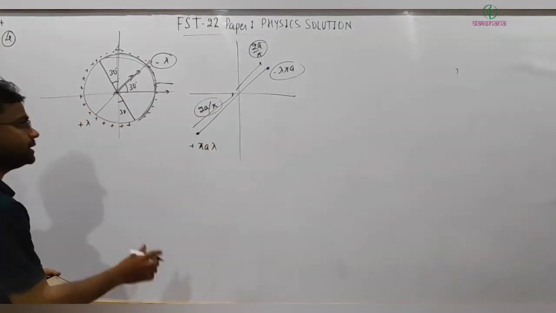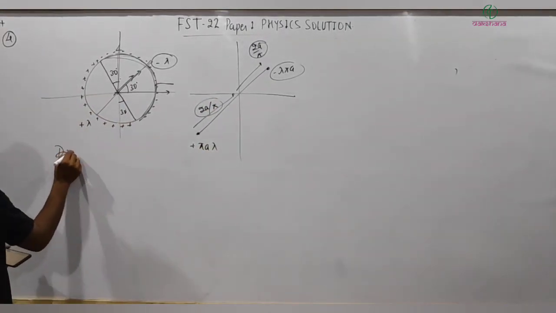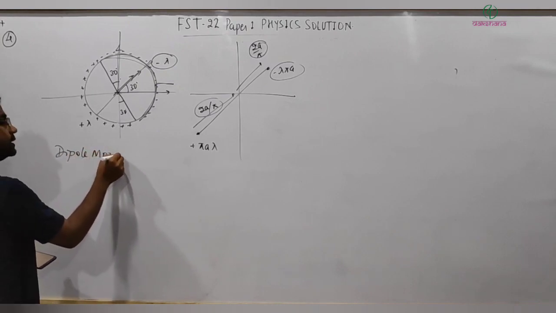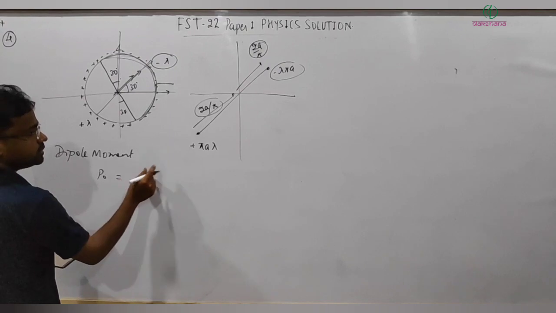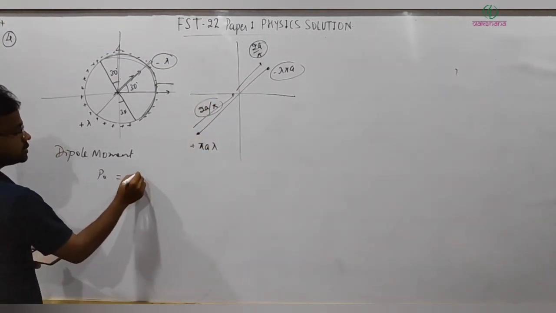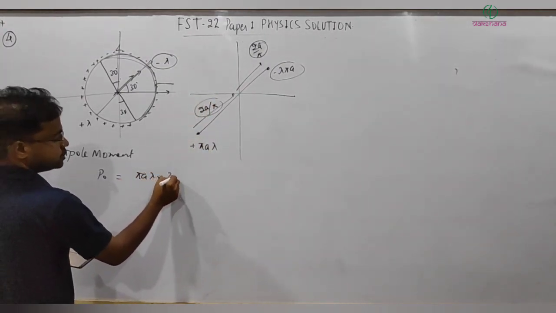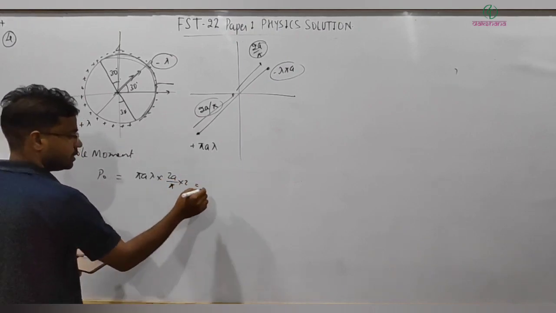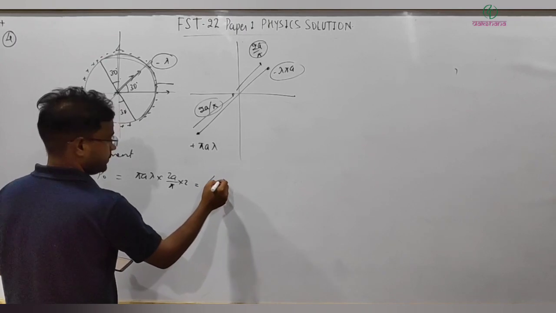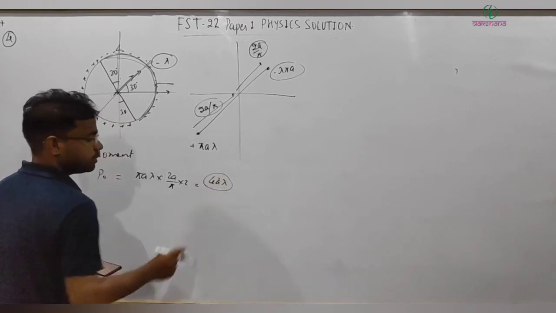So now I can write the dipole moment, given by P₀, let's say magnitude. It comes out to be the charge multiplied by the total separation: πaλ multiplied by 2a upon π into 2. So this comes out to be a total of 4a²λ as the dipole moment.